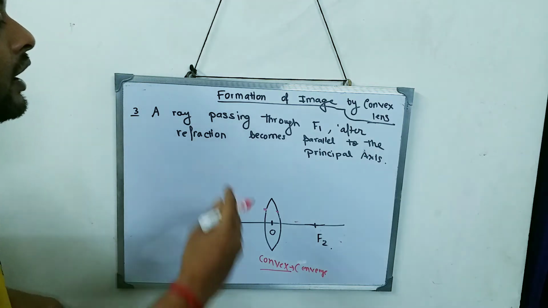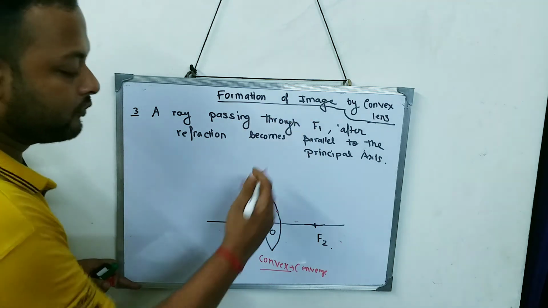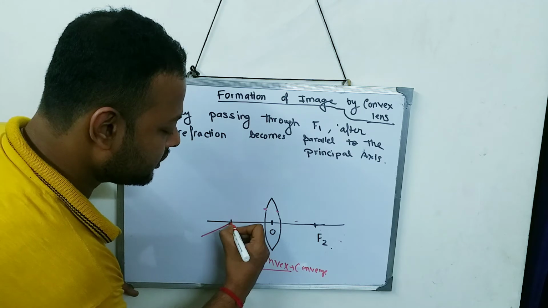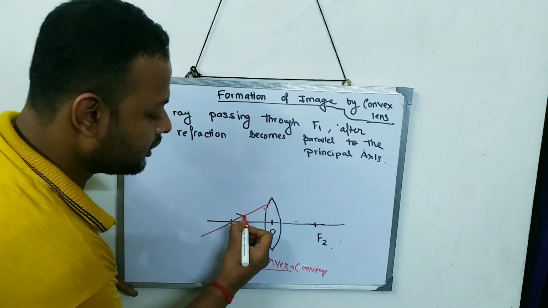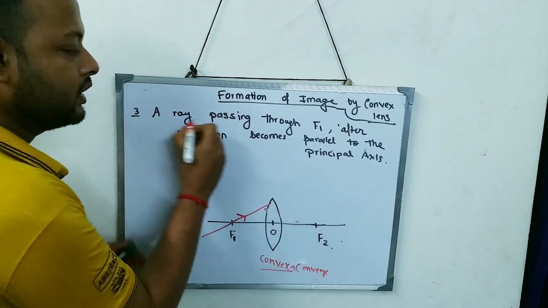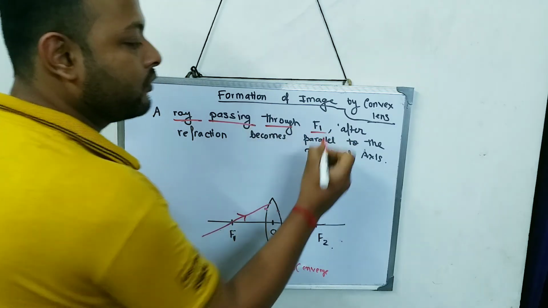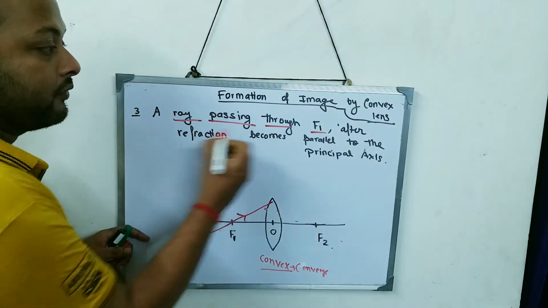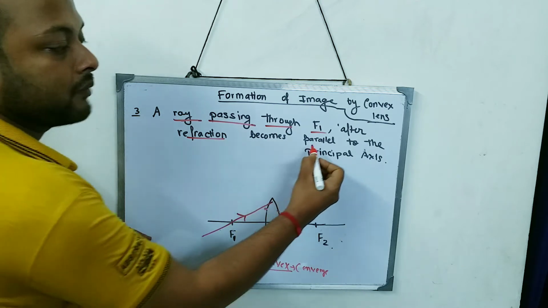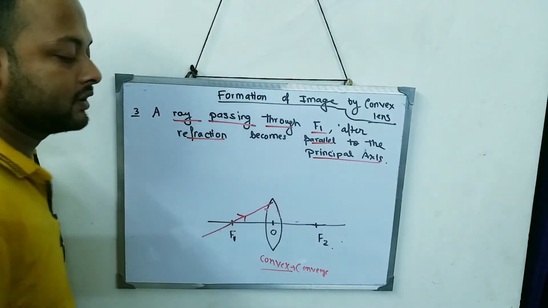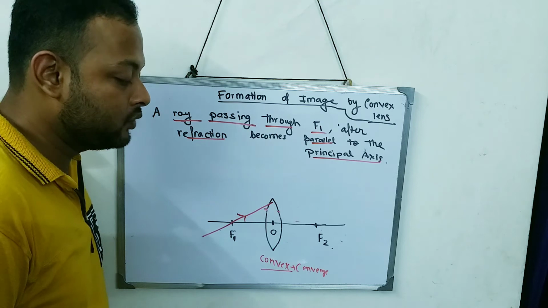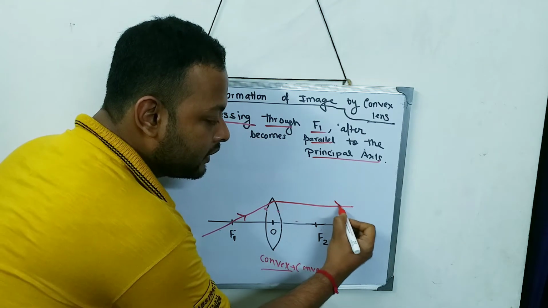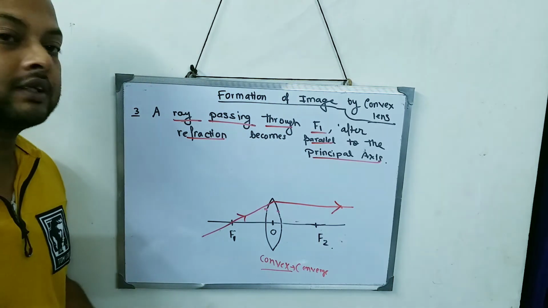Now what will happen over here? As per the rule, a ray passing through F1. So you take a ray which is passing through F1, something like this. You can see a ray passing through F1. Now what happens after the refraction? After refraction it becomes parallel to the principal axis. You see, it will become parallel to the principal axis, as you can see.